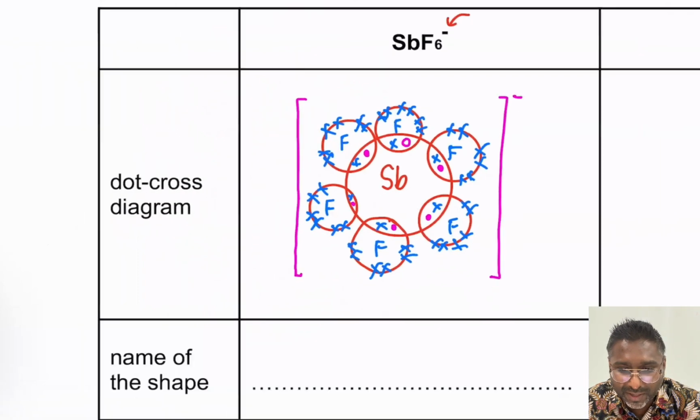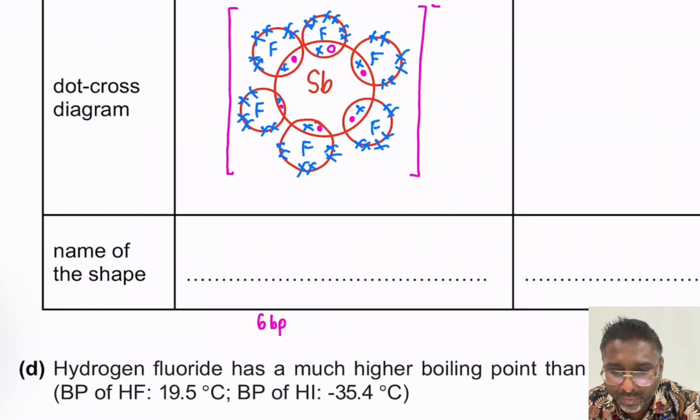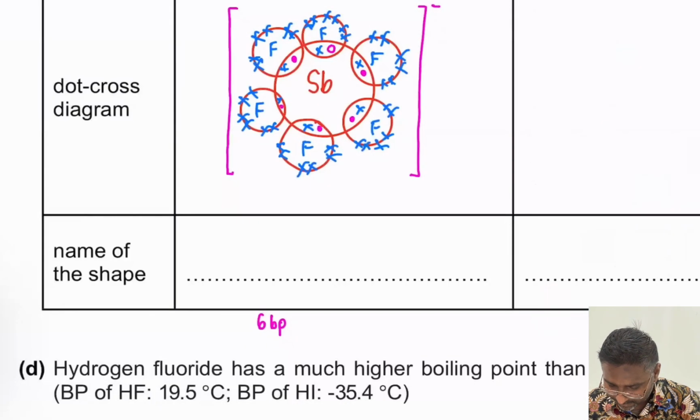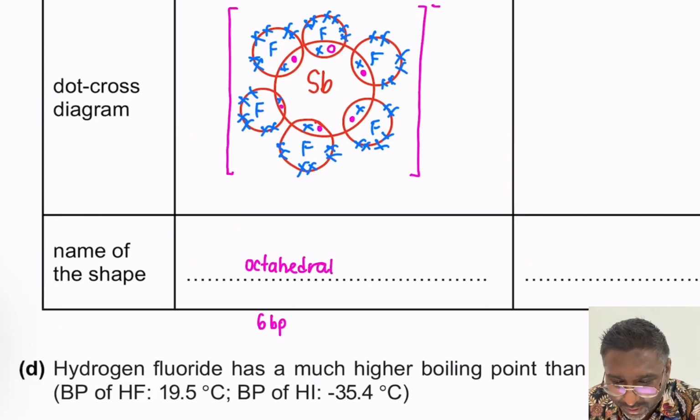Okay, so what is the name of the shape? So this is what we call 6 bonding pair. 6 bonding pair. What is the shape? Jonathan, are you there? Yes. What is the shape? Octa what? Yes. Okay. Your exam is going to be coming soon.